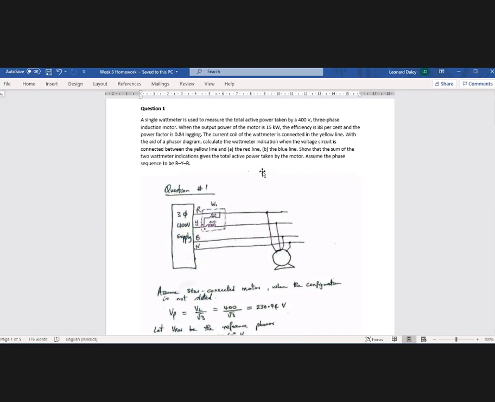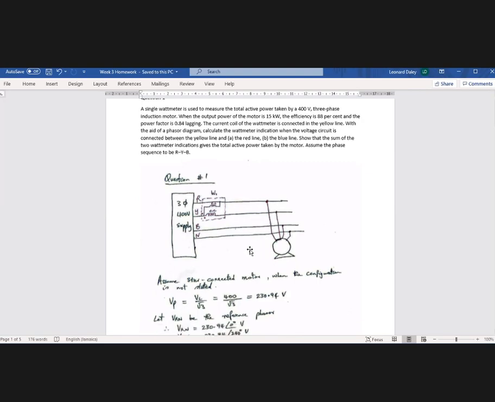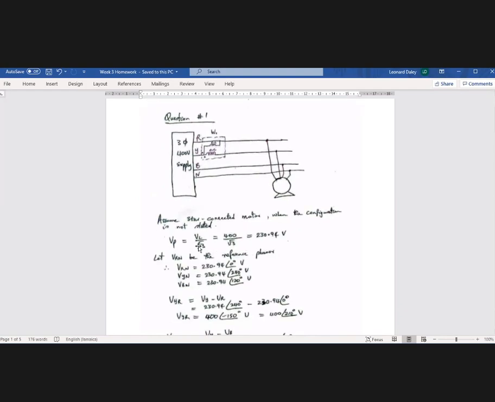All right. Again, if you're not told what kind of machine it is, you assume a star connection. Kind of easier to work out, because in this case, line current and phase currents are the same. So for a star connected machine, V phase equals VL over root 3. So it is 400 over root 3, 230.94.